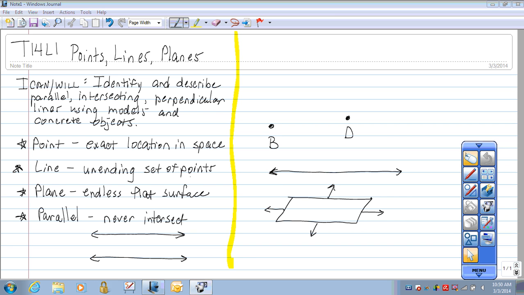A plane is if you have 2 pieces of information, length and width, and it is directions for an endless flat surface, and it's represented by drawing a parallelogram and then placing arrows showing that it goes out in all 4 directions.